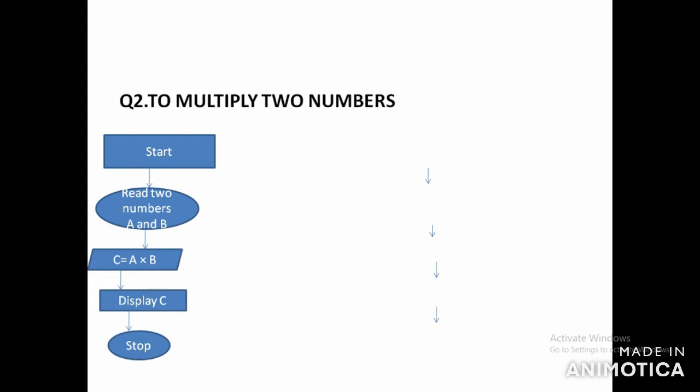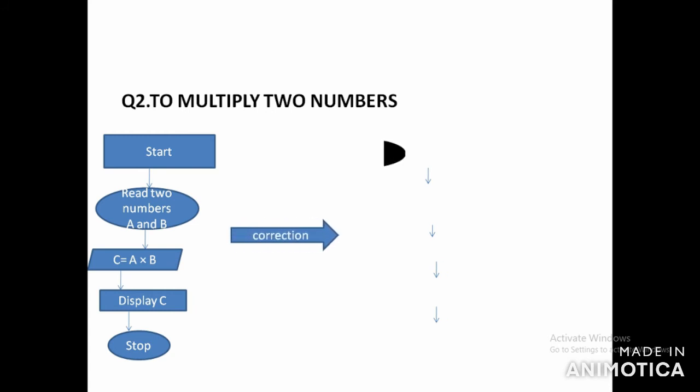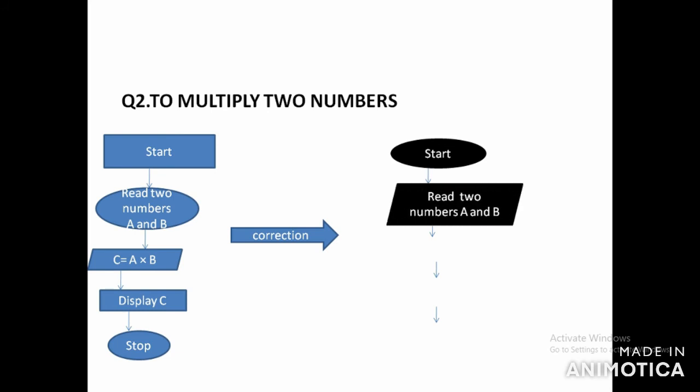Next question, let us see how to multiply two numbers. You can see here the start is written here. All the processing actions, the flowchart is made for you. Let us see how to make it correct. Start should always be written in this type of box, which should be oval in shape. Then read two numbers is written in a wrong type of box. The input box should always be made in this way. Read two numbers A and B. This is the correct one.